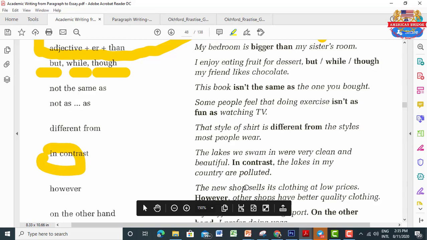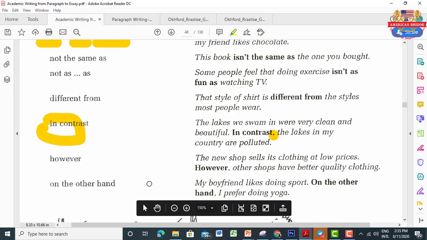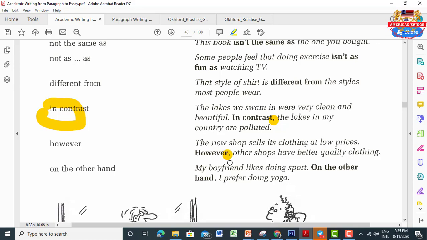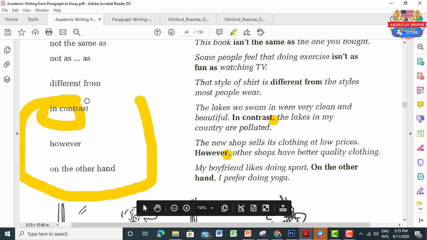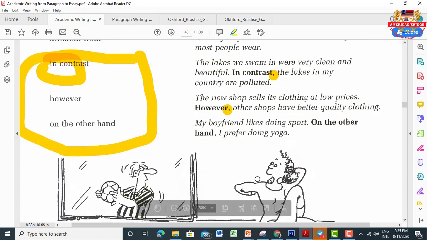Normally, "in contrast" stands at the beginning of the sentence, and we have to use a comma here. "However" is also used at the beginning of the sentence, and we use a comma here also. "On the other hand" is the same. So in contrast, however, on the other hand, they are used at the beginning of the sentence, and we have to use the comma.